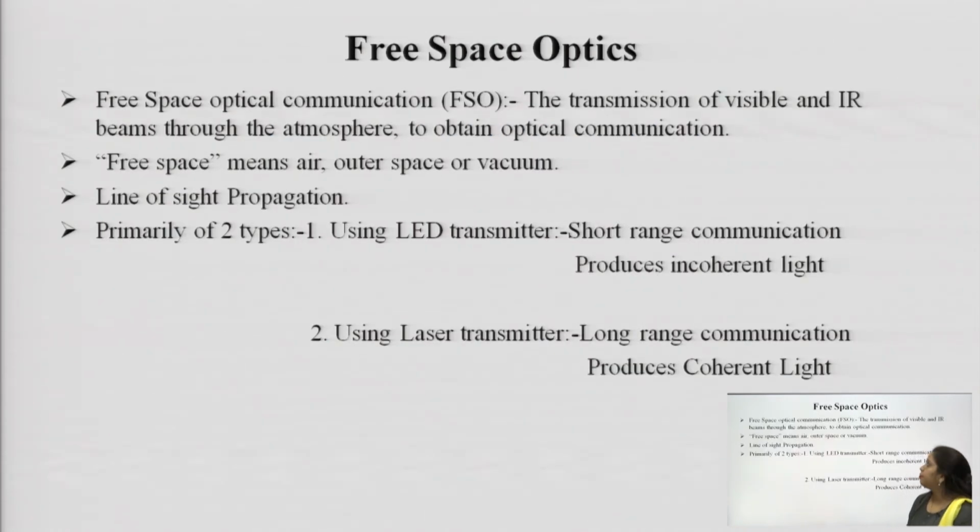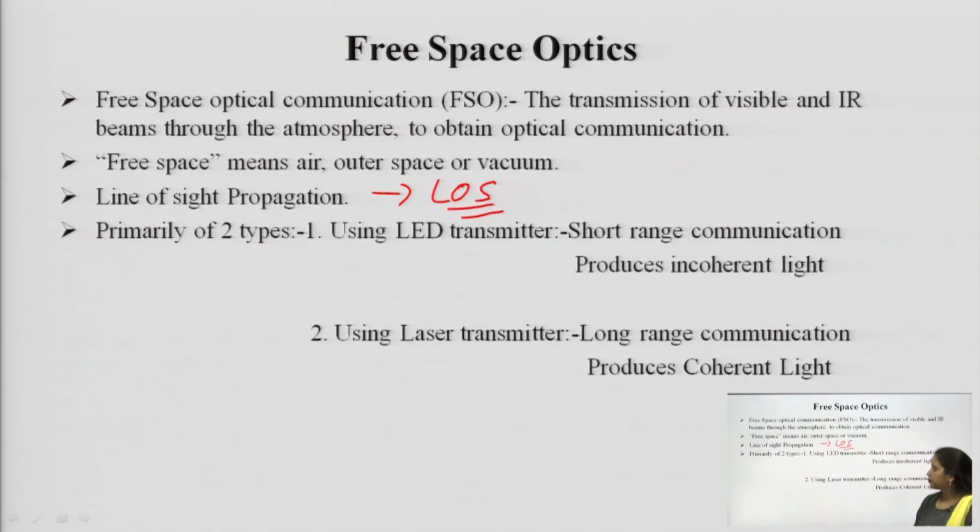Now comes to the free space optics. So what is meant by this free space optic? Free space optic is also called the FSO, transmission of visible and IR beam through the atmosphere to obtain optical communication. So when signals are transmitted through the visible and IR beams through the atmosphere, then it is called free space propagation. Free space of course means air, outer space or a vacuum. It follows the principle of line of sight propagation, which is also called the LOS.